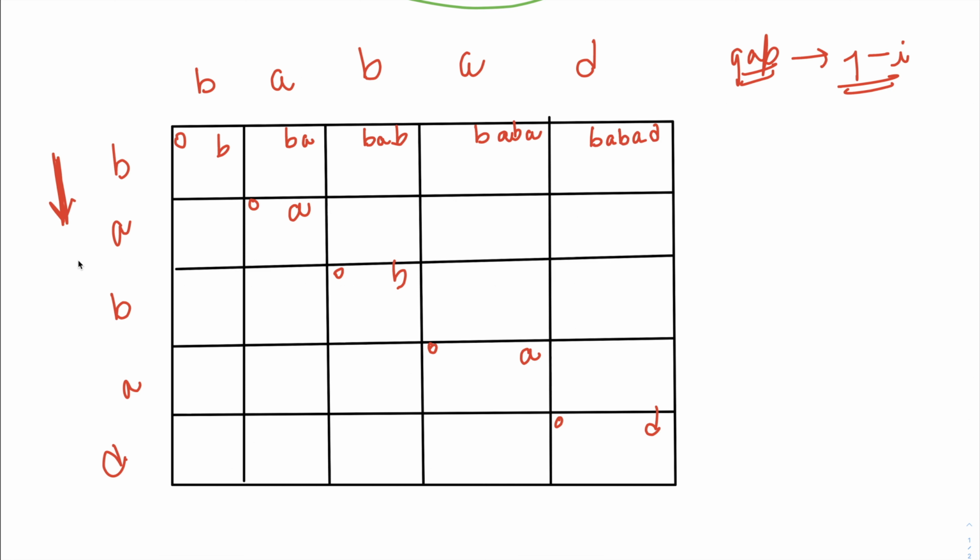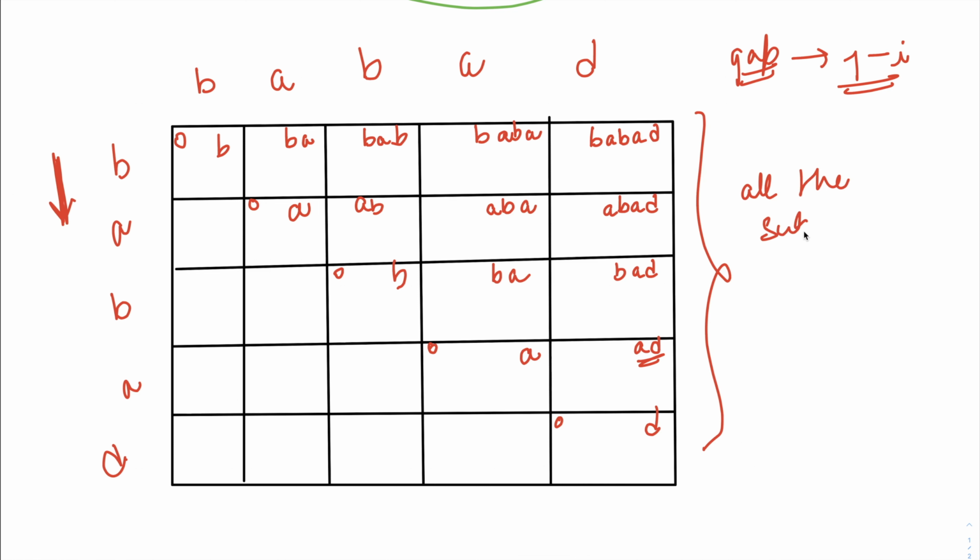Similarly for the second row, A B A D, and so on. For the second row, B A B A D, and lastly AD. Okay. So by this we will know all the substrings which we have. These substrings are not all palindromes.